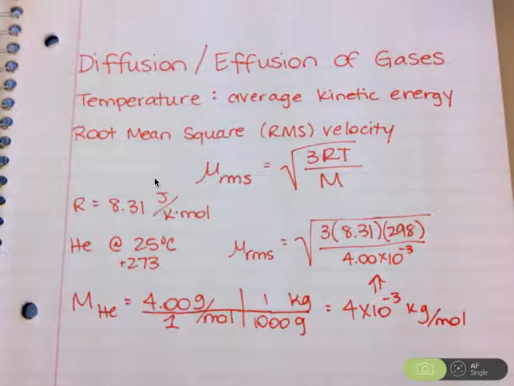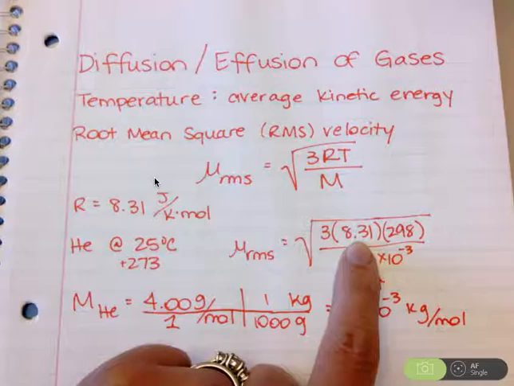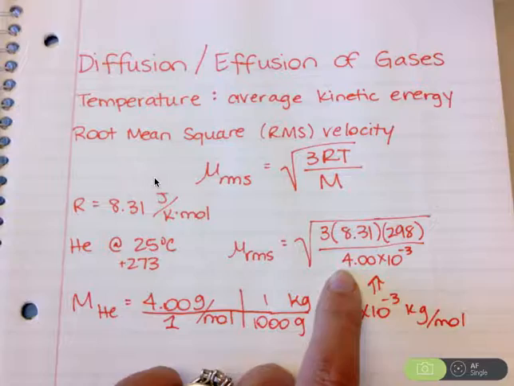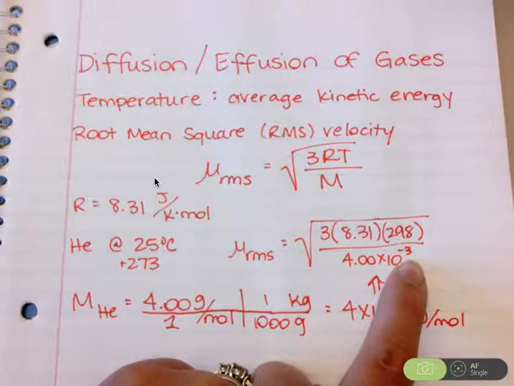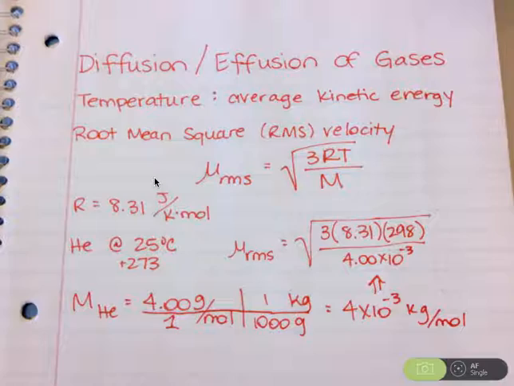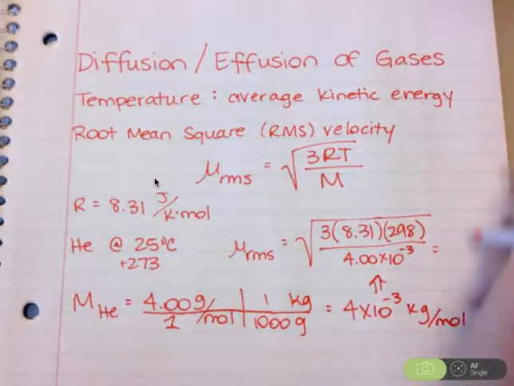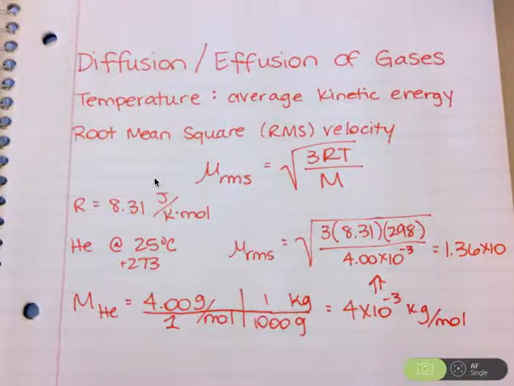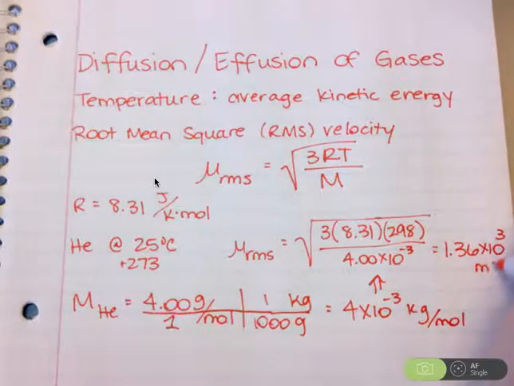When I type this in, I'll take 3 times 8.31 times 298 divided by 4.00 times 10 to the negative 3. And then I need to take the square root of that. Don't forget to take the square root. And when I do this, because joules are in kilograms meters squared per second squared, the expression is going to be in meters per second. So when I take this value, you should get 1.36 times 10 to the third, and my units for the velocity are in meters per second.